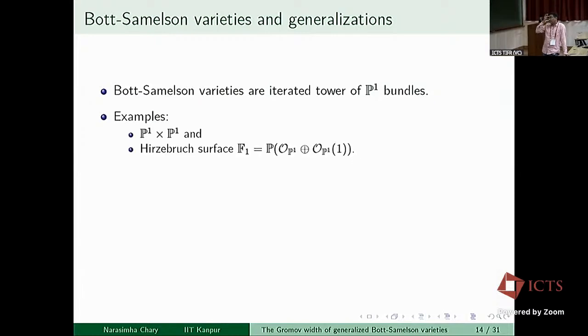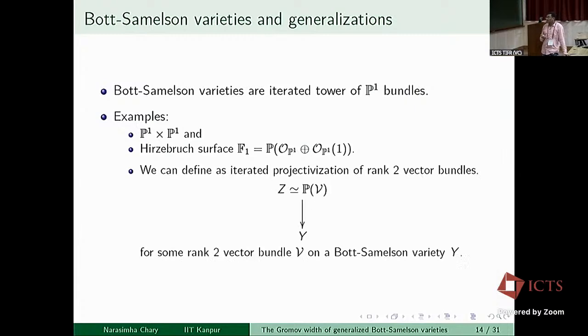Let's see some examples. P1 is also a Bott-Samelson variety. P1 cross P1 is also a Bott-Samelson variety. A Hirzebruch surface is also a Bott-Samelson variety, but there I have to put some condition on this number. In general, you can define it inductively. You start with a Bott-Samelson variety, and now you take a rank 2 vector bundle on it. We know which rank 2 vector bundle we have to take. So this is a projectivization of a rank 2 vector bundle on a Bott-Samelson variety.